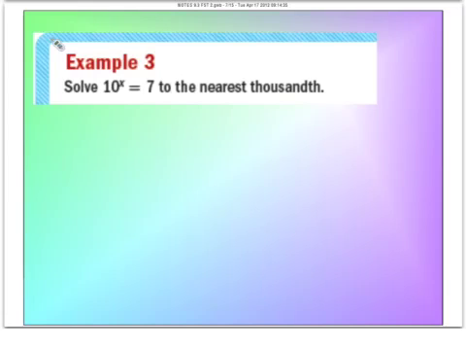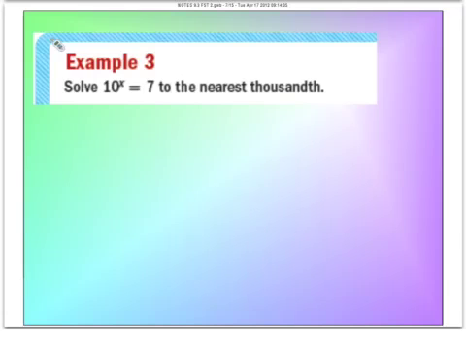This is the easiest way to do this problem. 10 to what power is equal to 7? Whenever you have to solve for the exponent and it's not a nice, easily thought out number, the easiest way to do it is take the exponent and rewrite it as a logarithm. So here's what I'm going to do.